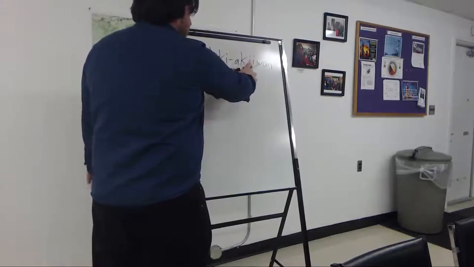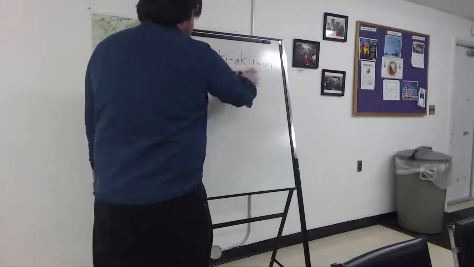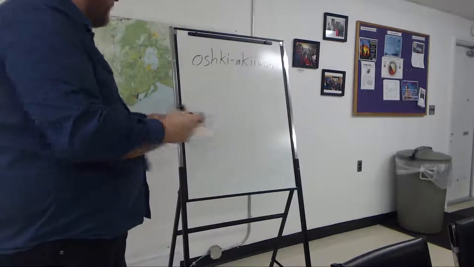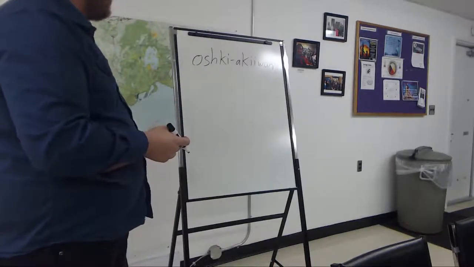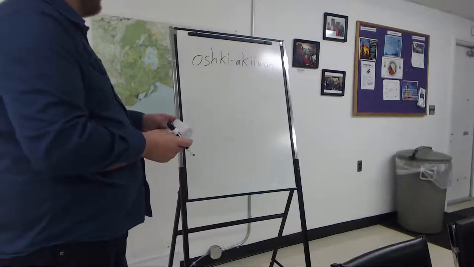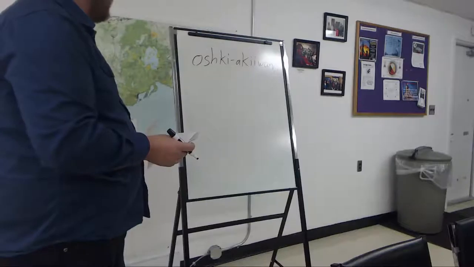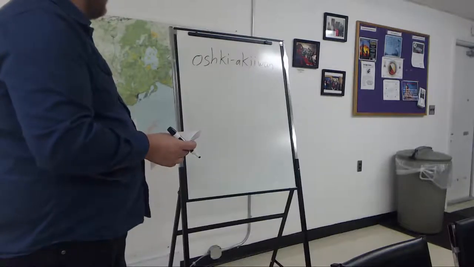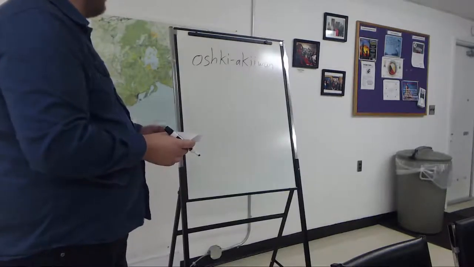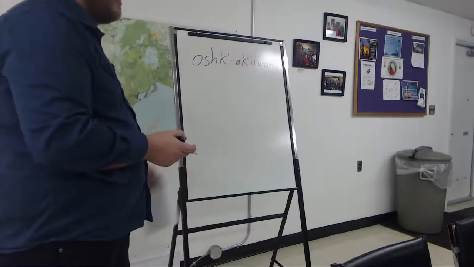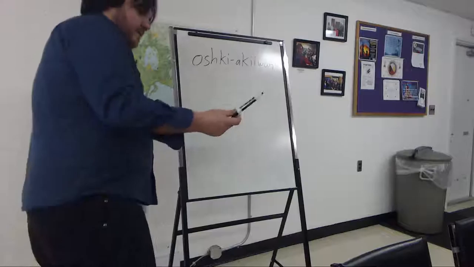Came across this one as well. First time I've heard of it. Oshke akiiwan. Oshke is the word for something new, and aki is like earth. Oshke akiiwan is referring to like a new earth, but also understood as a new year kind of thing. Some use this term.